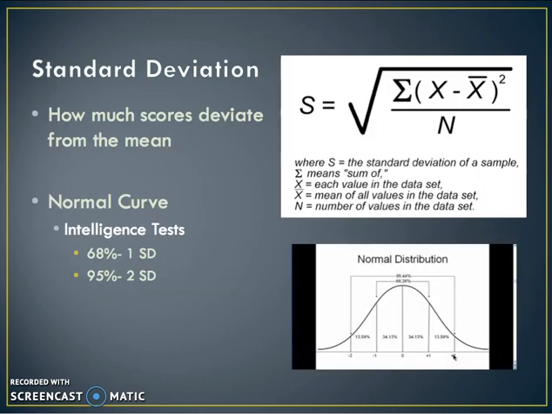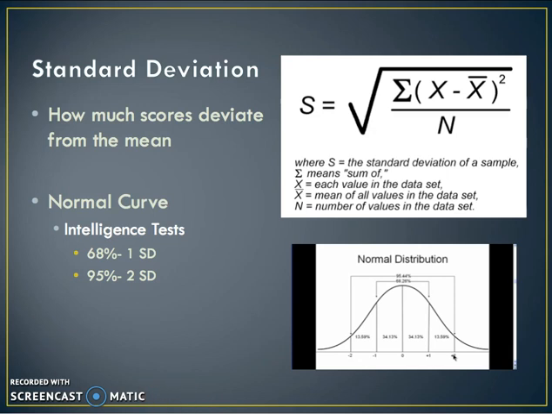The next one we have is standard deviation. Standard deviation is how much a score deviates from the mean. You can see in the picture here the way that you can calculate it. You will never really be asked on the exam to calculate the standard deviation, but you need to know what it means. It basically is how far away a score is from the middle.